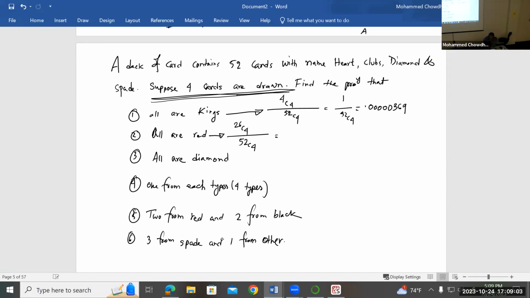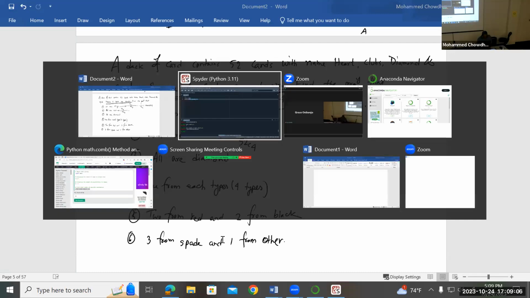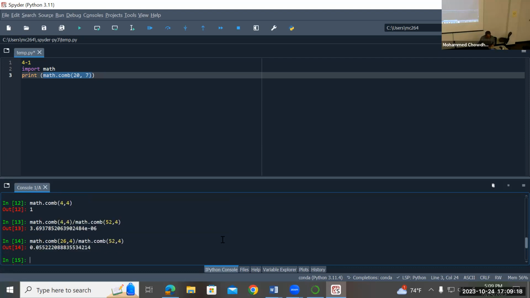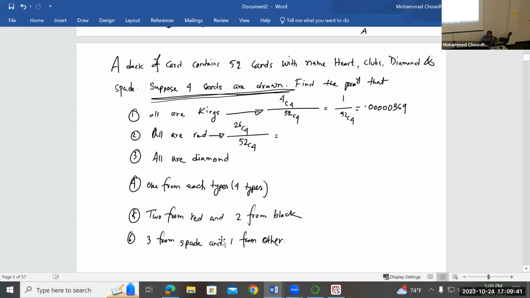So what would be the answer for that one? Looks like a few of you are maybe confused. Are you understanding now? Or do you have a question? Everyone is okay, right? So I am choosing 4 cards and I want to find that all 4 cards are from red color. How many red? 26. How many black? 26. So the answer is 0.0552.